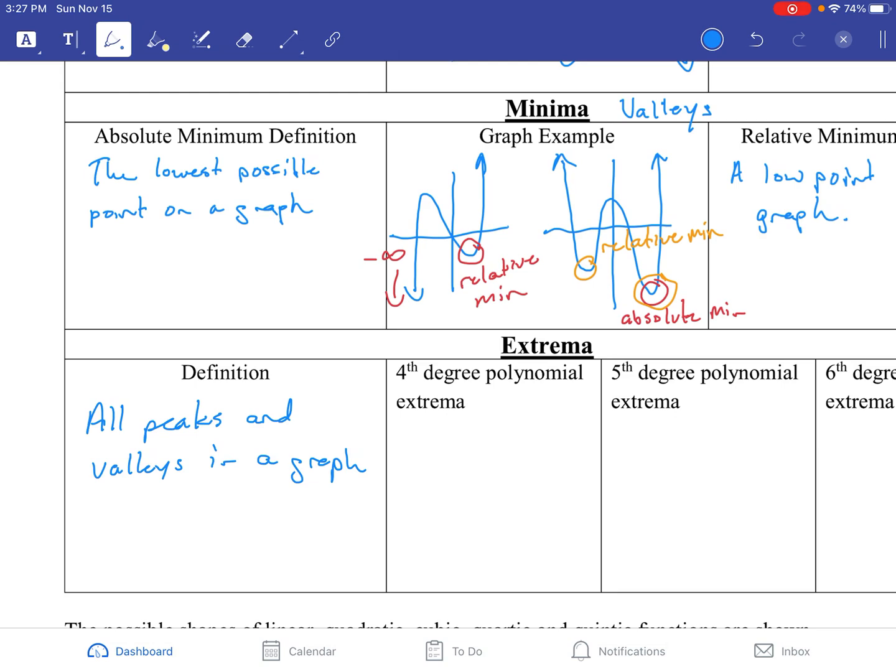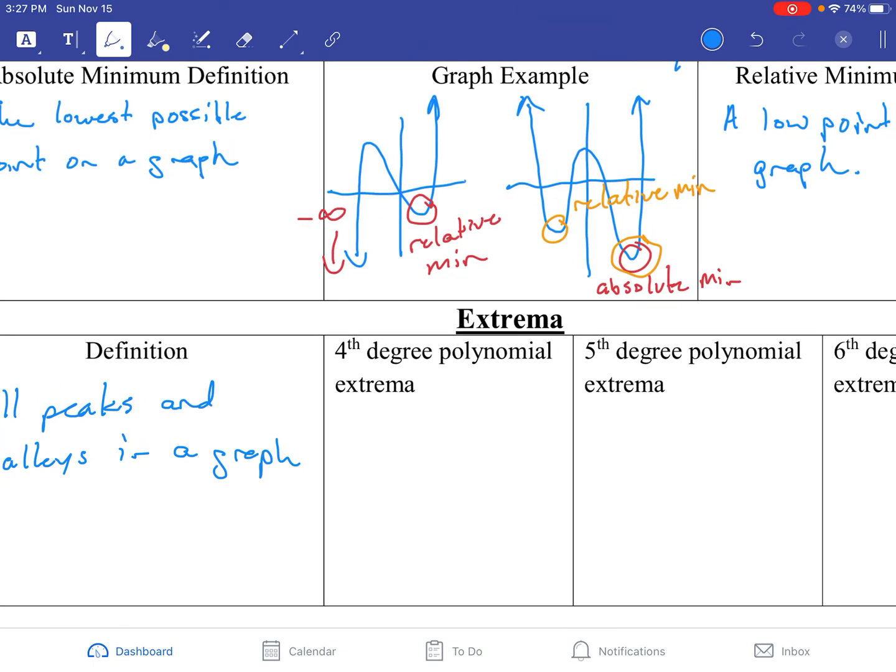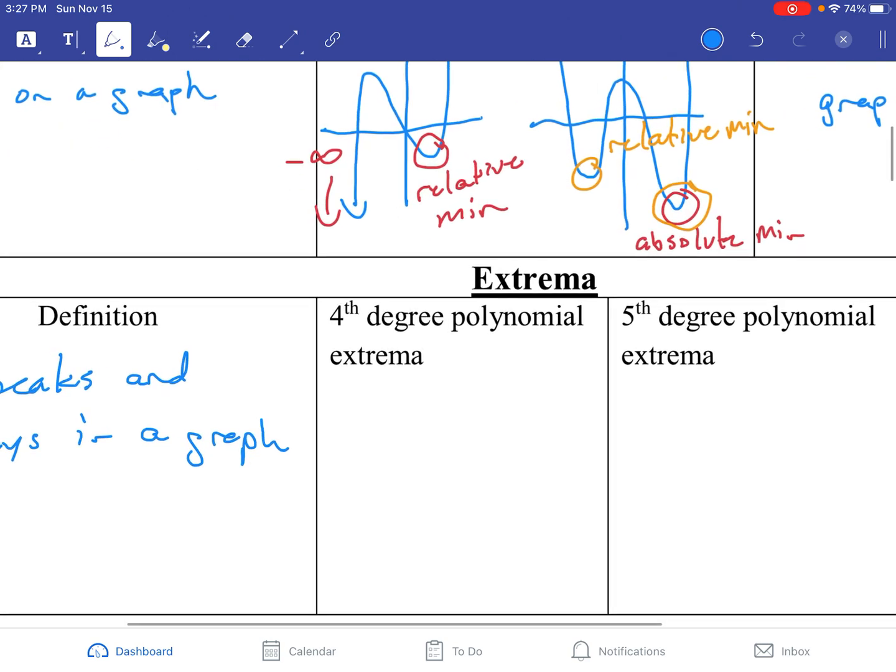So, now the number of extrema that you have in a graph is related to the degree of the graph. We've already seen this in the number of roots you can have with a degree of a graph, in the last unit. Was it the last unit? Or was it this unit? I don't remember. Either way, let's look at a fourth degree polynomial's extrema.